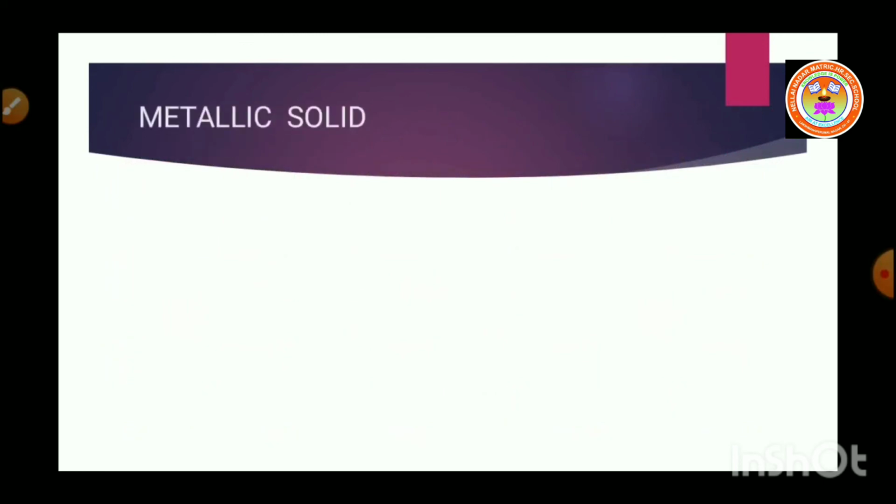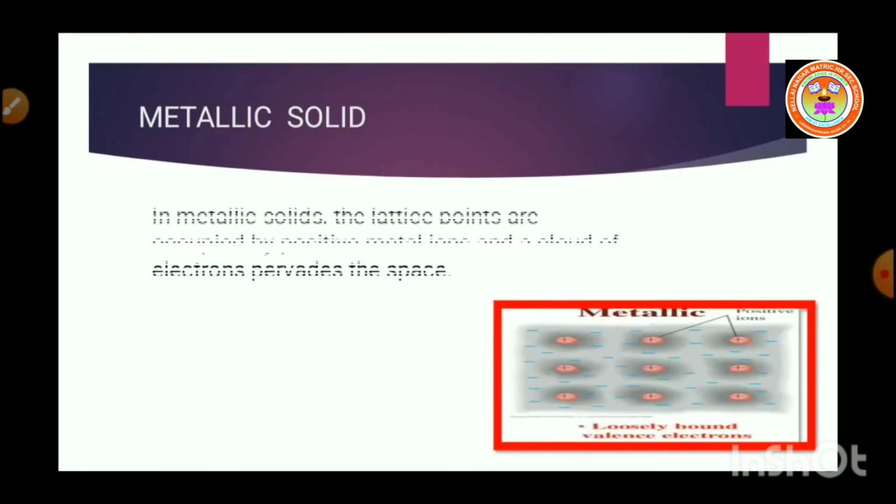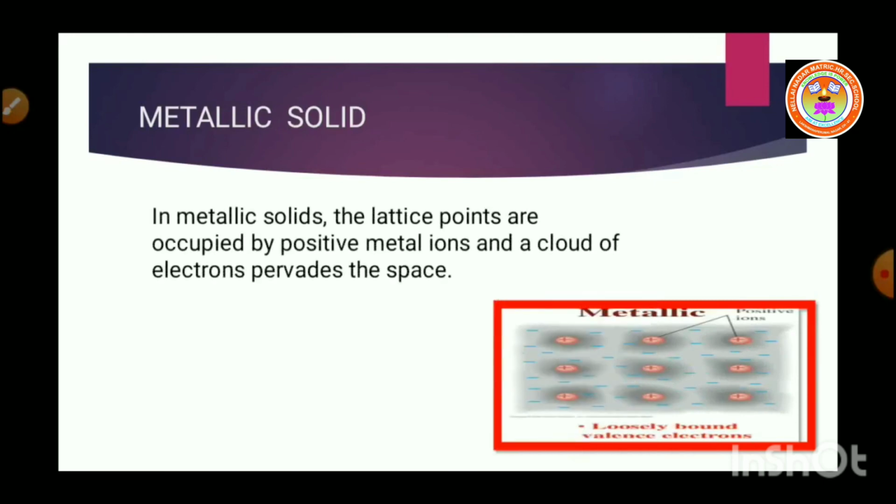The next one, that is the last crystalline solid type, is metallic solids. What are metallic solids? See the diagram. This clearly indicates the metallic solid. In the metallic solid, the lattice points are occupied by positive metal ions, and a cloud of electrons pervades the space, that is the empty space. Electrons are there. Yes, now clear what metallic solids are.